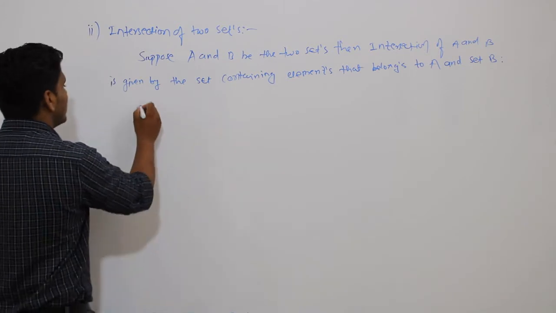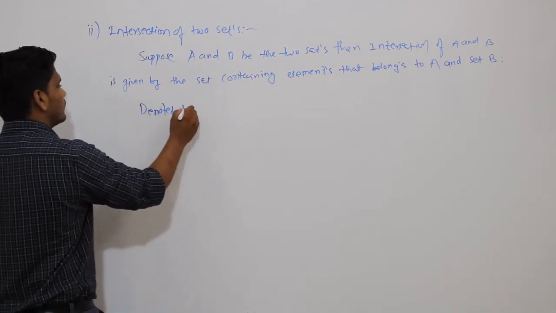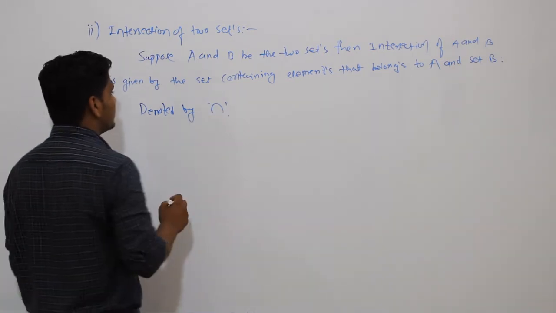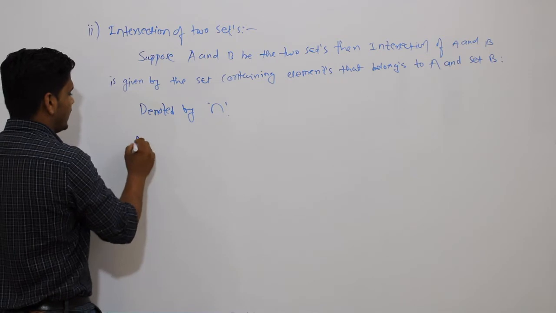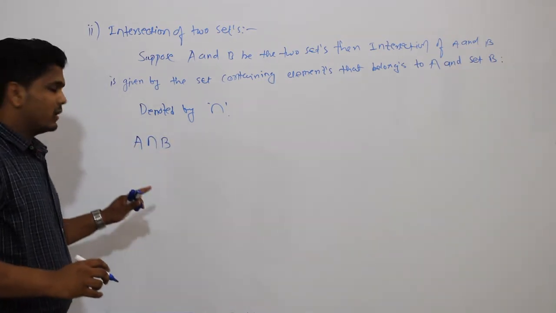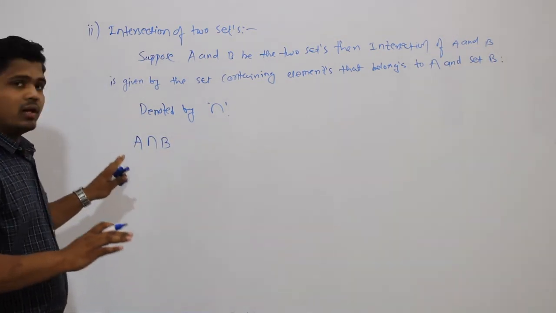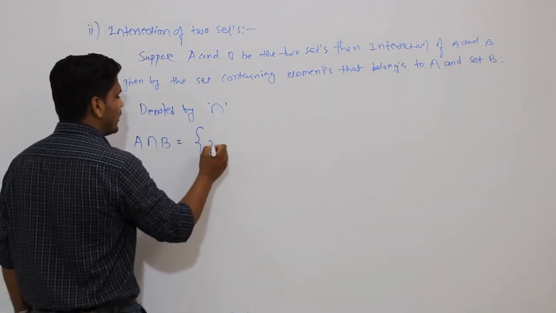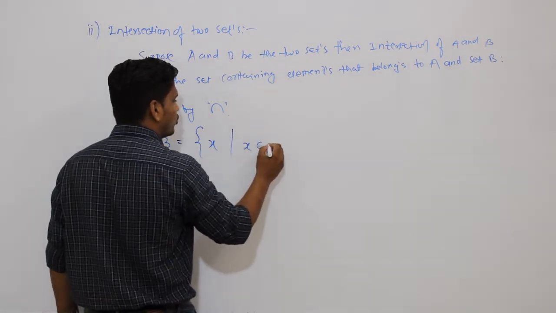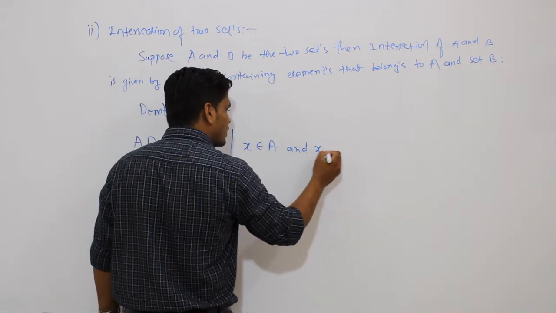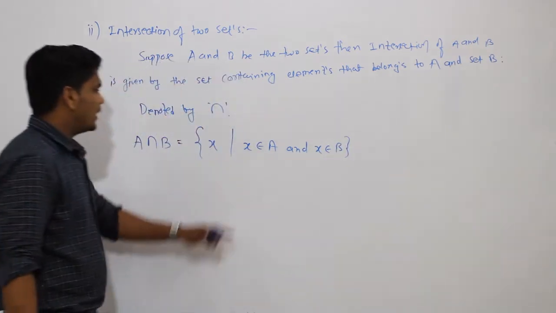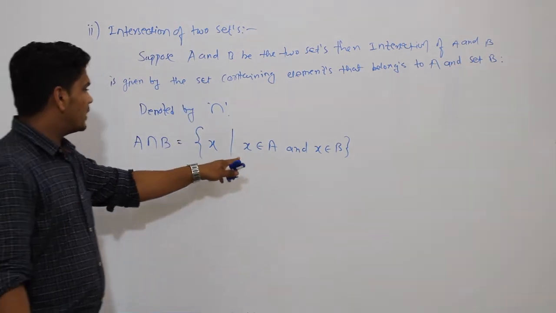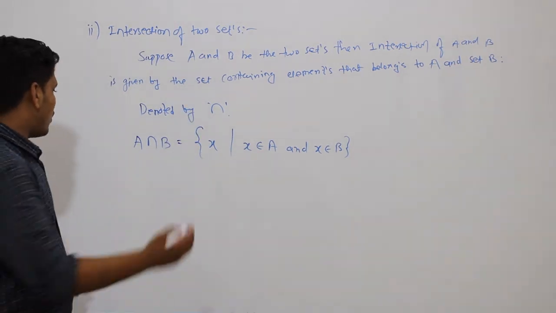How is it denoted? It is denoted by this symbol. Means your A intersection B is written as A intersection B, and it is given by all those elements, okay, that are X belongs to A and that X must be in B also. Means we will take X from A and X also belongs to B. Then only we will consider X in that A intersection B.